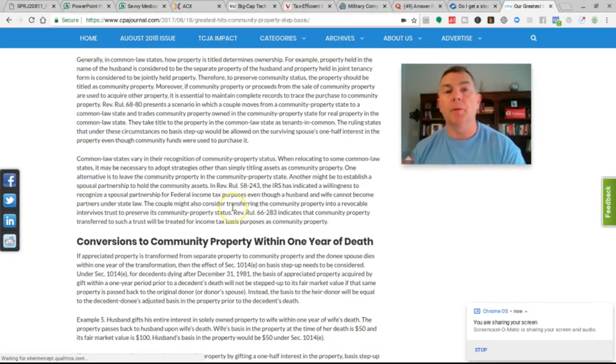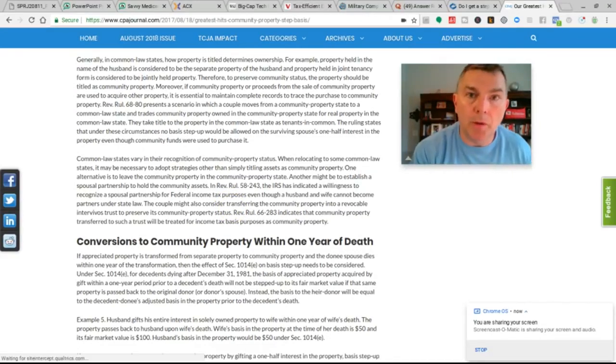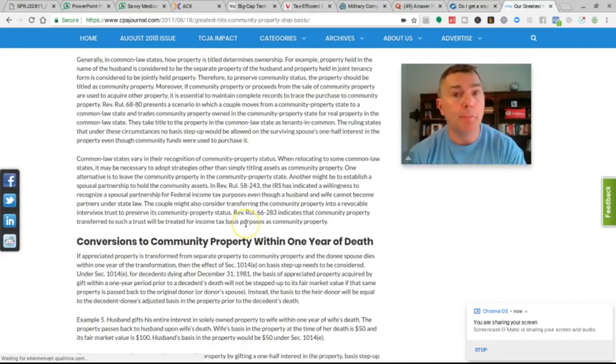So going back to when is it okay to have a living trust? Right there. You're going from a community property state to a common law state. You want to maintain your community property status. That property needs to be put in a trust. There's no other way around that. That's the way to do it right there.